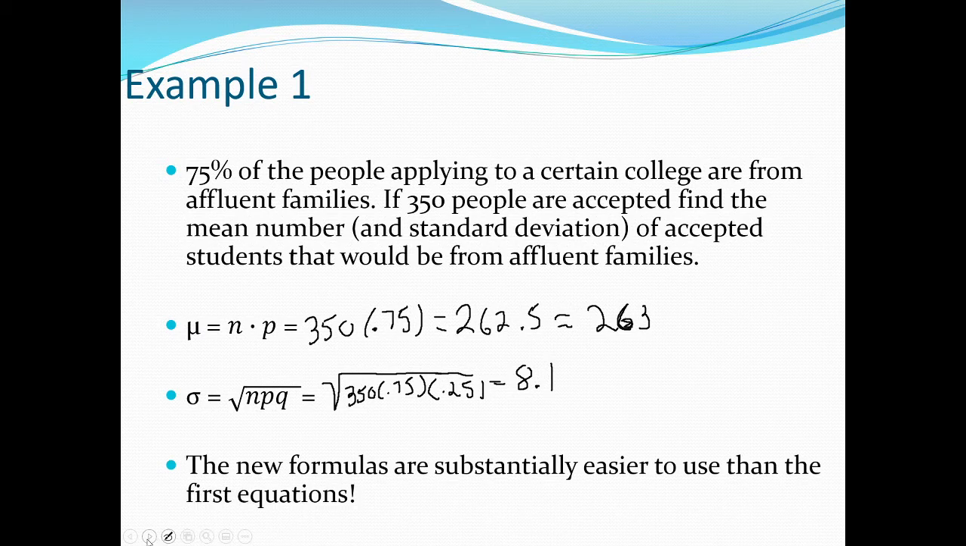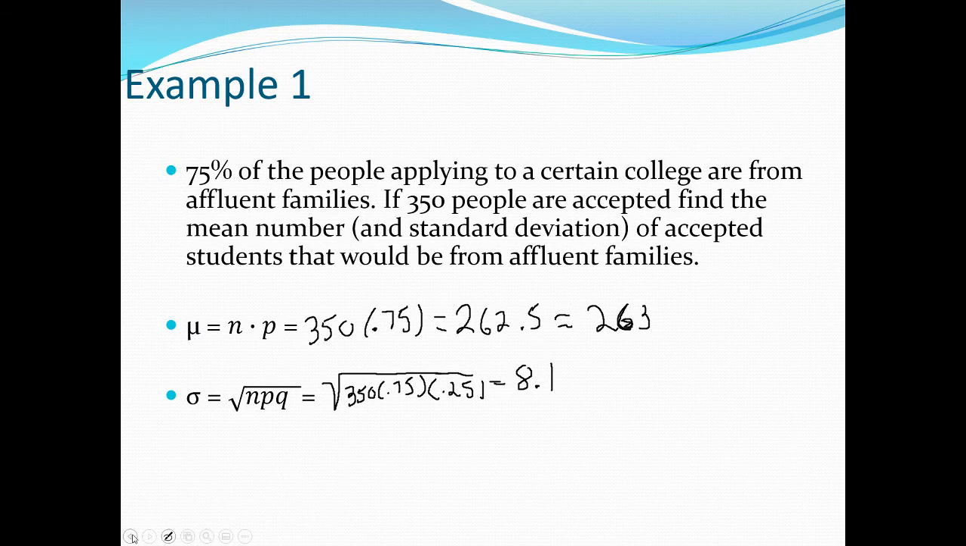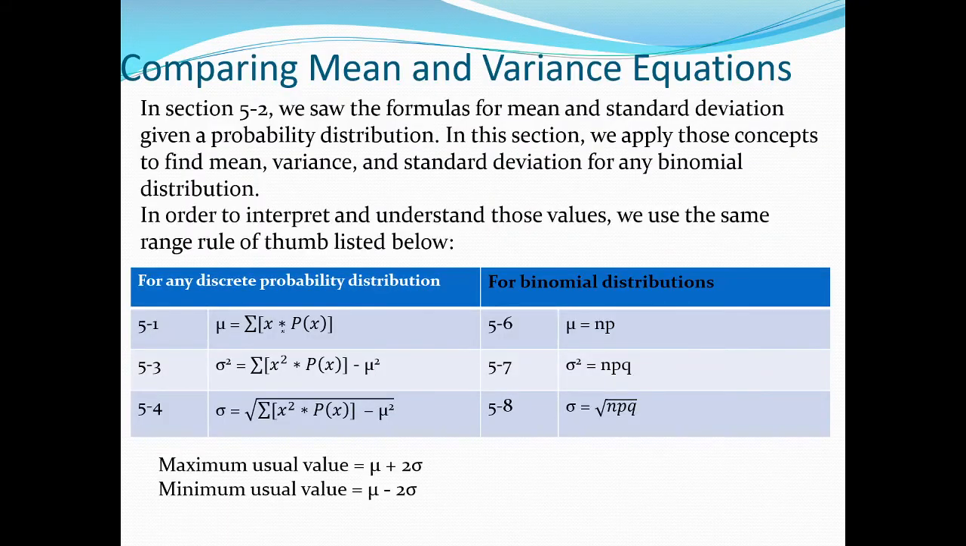Now, again, this makes it a lot easier to do than using these formulas over here. We could use these formulas, but it'd be a lot more difficult and a lot more time consuming than just using the simple ones down here. And again, these only work for binomial distributions when you have two designated outcomes.